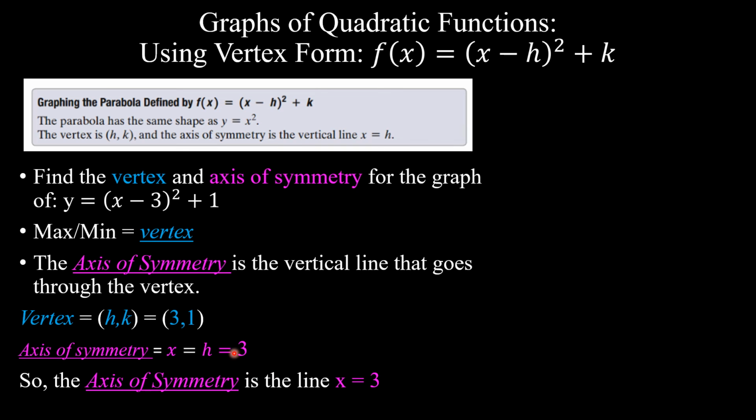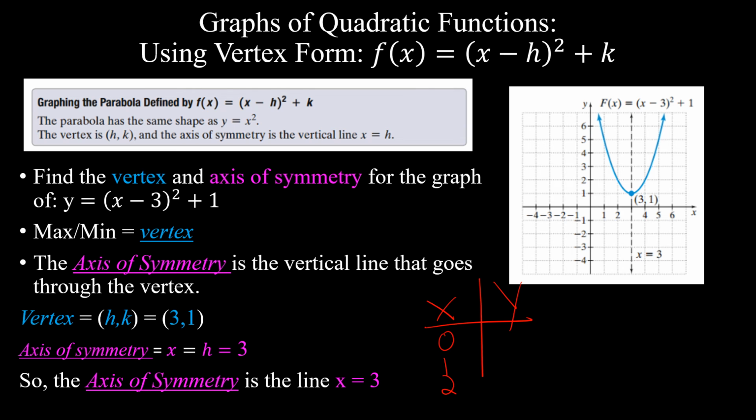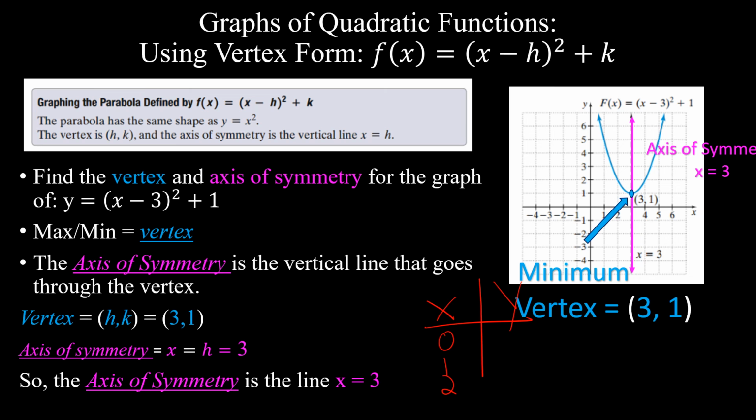So if I were to graph this, I could plug in a few numbers for x, do my whole xy chart, and get some points for this parabola, right? I know my vertex, I know 1 point, but I need at least 2 points to make a graph, right? So I could do that, but I'm just going to give you the graph, okay? This is what the graph of (x minus 3) squared plus 1 looks like. And I know my vertex is (3, 1). There it is. It's a minimum. And I know that my axis of symmetry is that line running through my vertex, the line x equals 3.